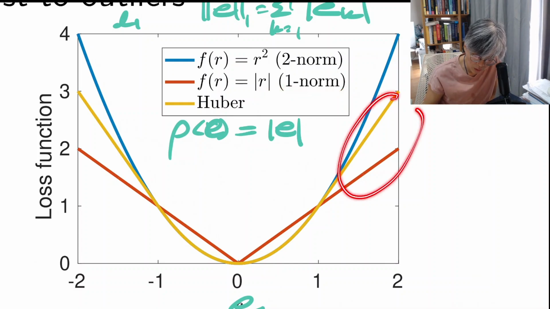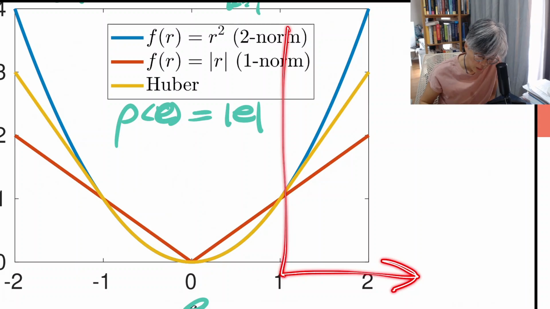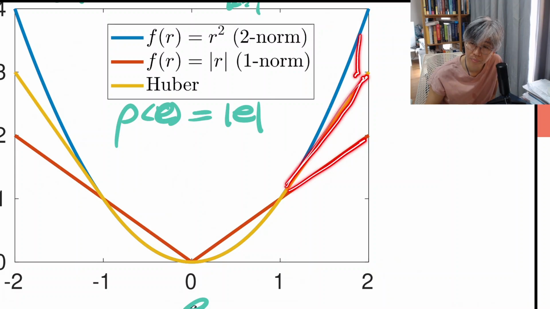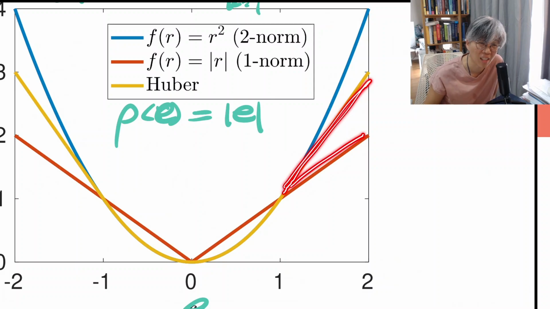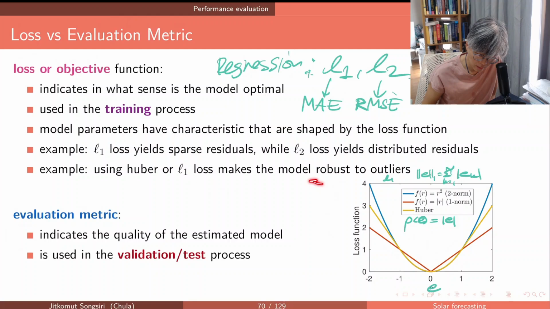Because with these two functions, you can see from the graph that when the residual is large, the penalty degree of the 1 norm and the Huber function is much less than the 2 norm loss, right? When you penalize less, it means that you tend to care less about the large residuals if those large residuals are from the outliers. That's a quick guideline.